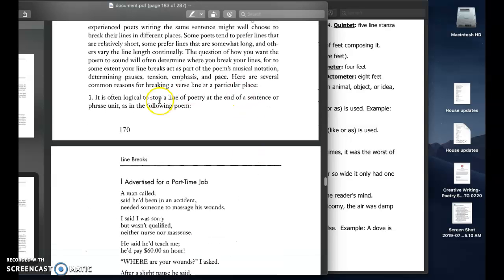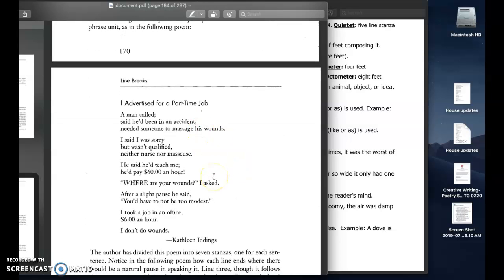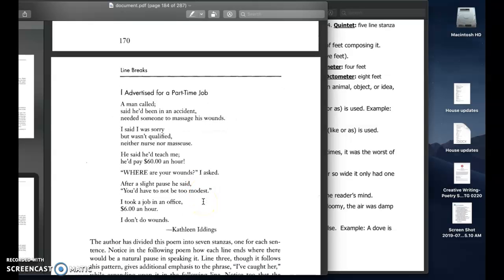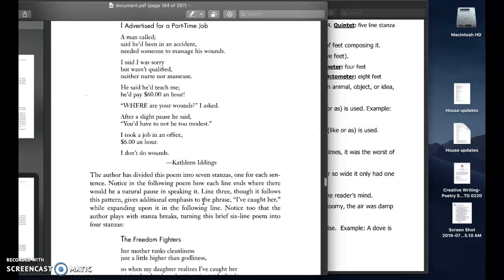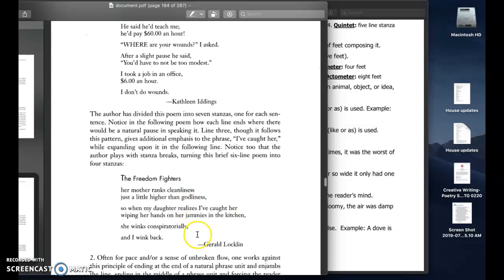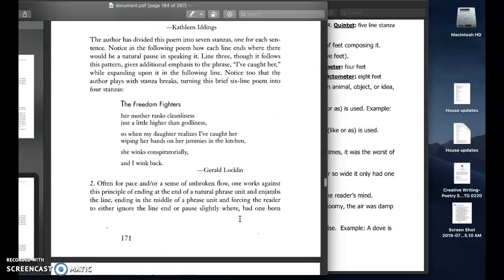So, good reasons for breaking up a verse line at a certain place. One, it's often logical to stop at the end of a sentence or phrase, and you have an example. Logic meaning it just helps you understand better what the poem is about. This poem above is divided into 7 stanzas, one for each sentence, so it's important to look at where you have that natural pause. But then if you look at the following poem, how each line ends, there would be a natural pause in speaking it. So that's also something to consider.